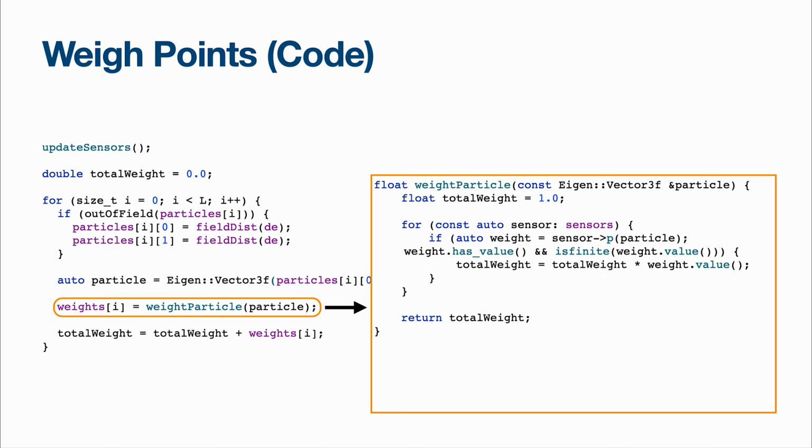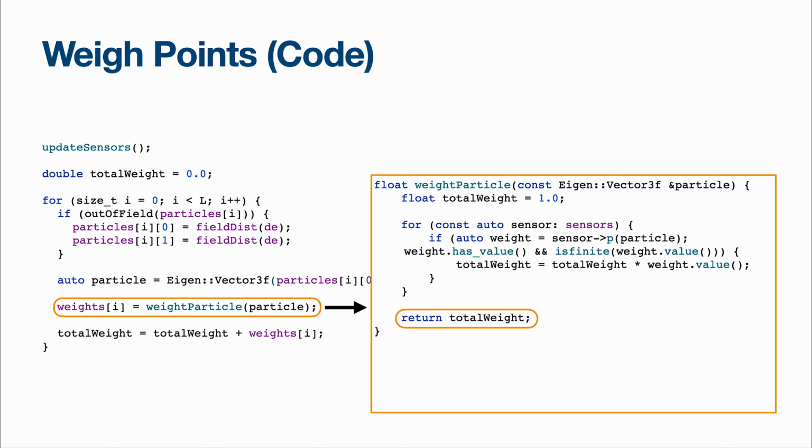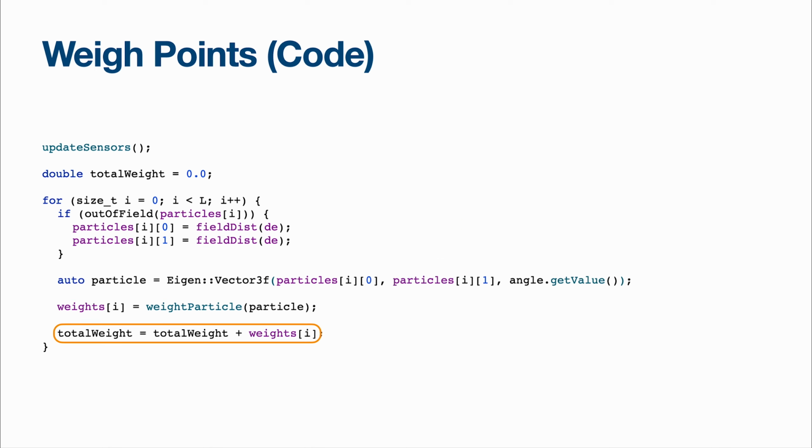Basically, for weighing the particles, I go into this function and I go through each of the sensors. I set the total weight to 1, and then I go through each of the sensors and calculate the probability of that sensor. That's this p function that I'll discuss later. And I multiply it by the total weight and return that total weight. And that's how I get the weight for each of the particles. And then this total weight again, a little weird that I named the total weight twice in two different functions here, but this just adds all the weights.